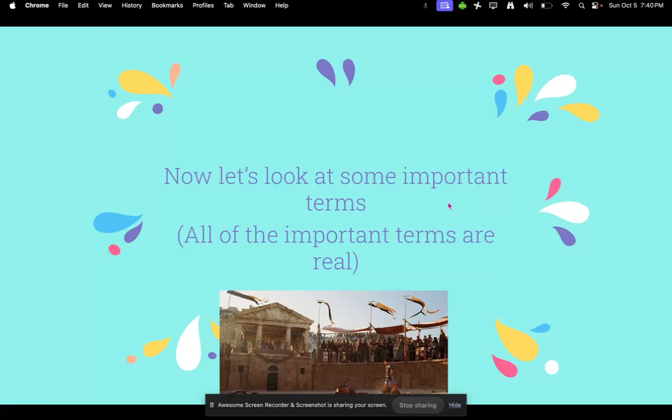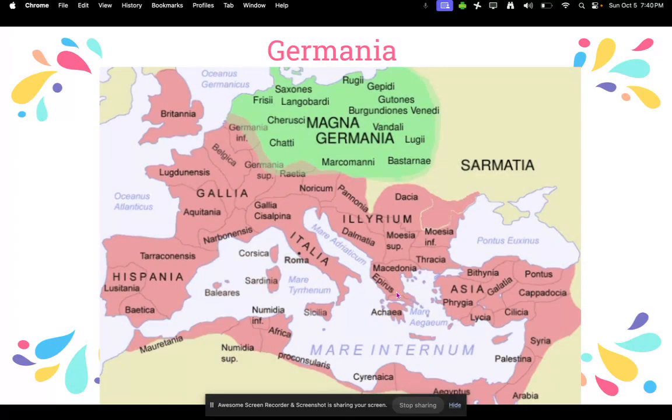All right, so now let's take a look at some important terms. And all these terms that I'm going to talk about next are going to be in real life terms. Like, they're not fictionalized for the movie. So Germania, that's a good term. It is just right north of the Roman Empire. It does include part of what is modern day Germany as well, but it extends beyond that.